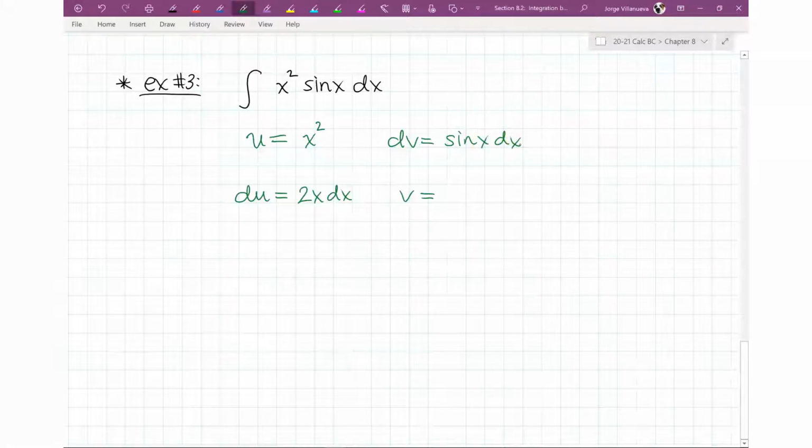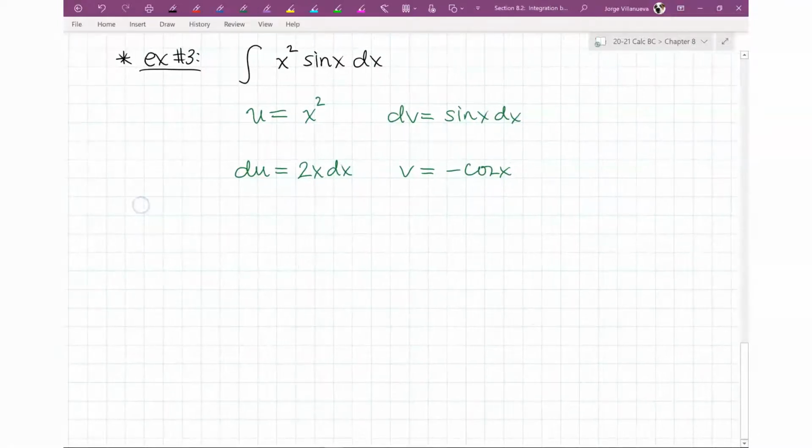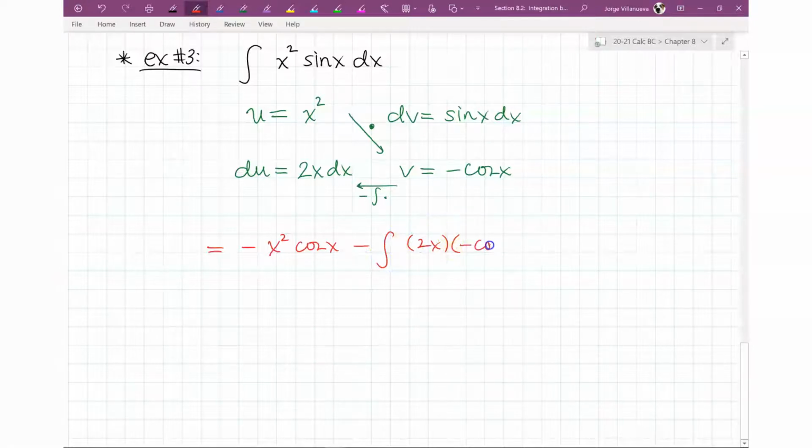Now the integral of sine of x is negative cosine of x, plus c of course, but like I said, we're going to kind of leave it alone for now. So let's go ahead and multiply across, right? And then subtract the integral of their product. So this becomes negative x squared cosine of x minus the integral of 2x times negative cosine of x dx.